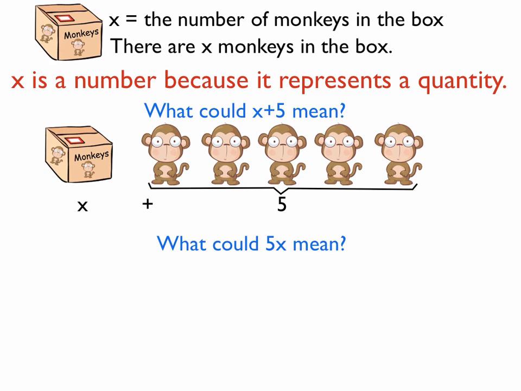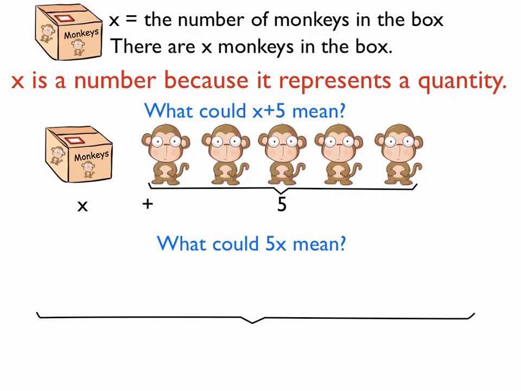All right, here's sort of the way that I would describe what that number means. 5x means that we have 5 of this thing called x. Now, x is a quantity, remember? X is the number of monkeys that we have in that box. So when I see 5x, what it tells me is that the quantity that we have total is the same as if we had 5 of those boxes, right?